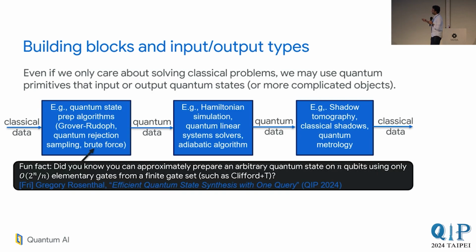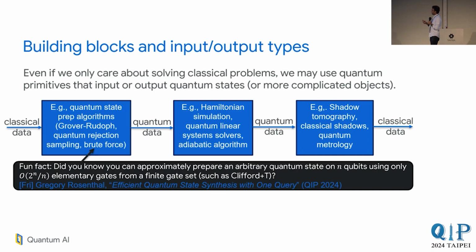In fact, fun fact, did you know you can create an arbitrary quantum state on n qubits using only 2 to the n over n elementary gates? So gates from your finite gate set. This is not a totally obvious statement, and in fact, it was not known until this year. And this talk on Friday will tell you how to do it. The non-trivial part is how to do it with 2 to the n divided by n elementary gates. If you just want to do it with 2 to the n elementary gates, this was already known. It's been known for a very long time. Anyway, fun fact, not really related to what I want to talk about.